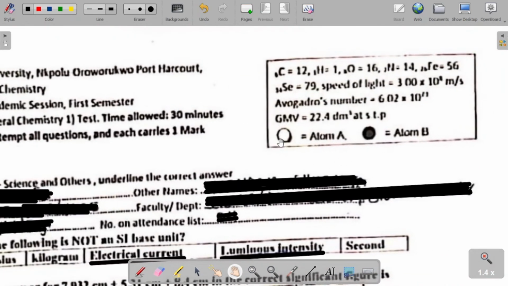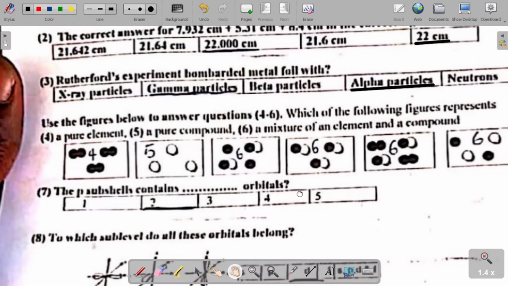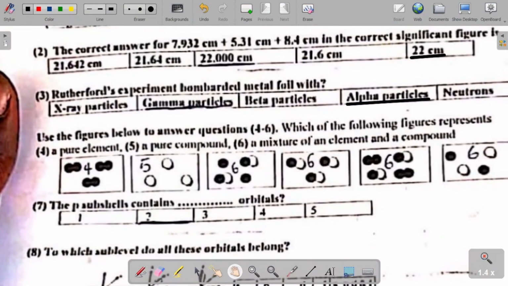All right. See, atom A is this, that's just white, while atom B is shaded. If it's a pure element, it means that element is not mixed with anything. And that means this one here is supposed to be 4. So number 4, I'll write 4 here. This is number 4 because you can see it's just white here and white here and white here. It's not mixed, so it becomes a pure element.